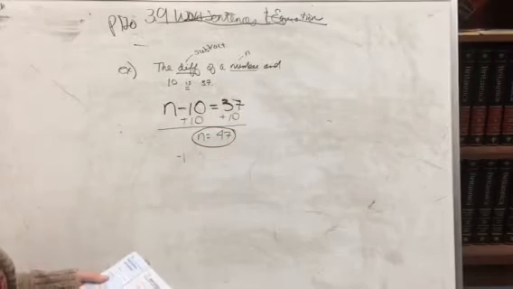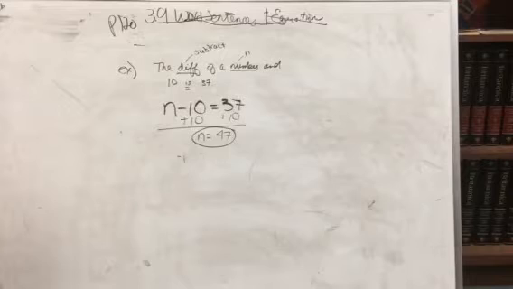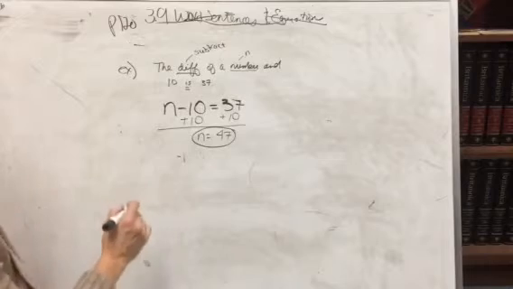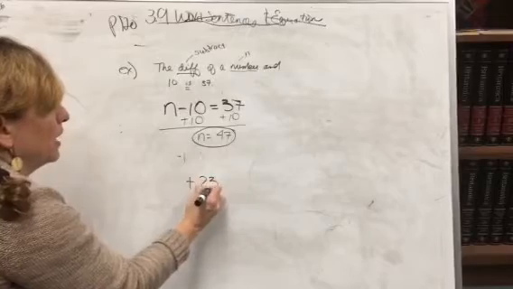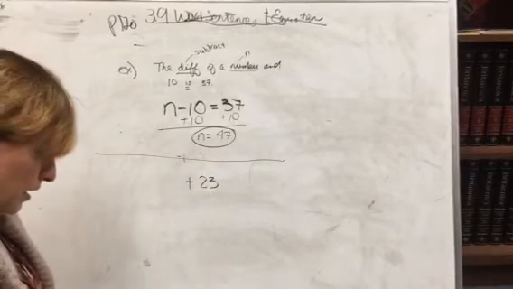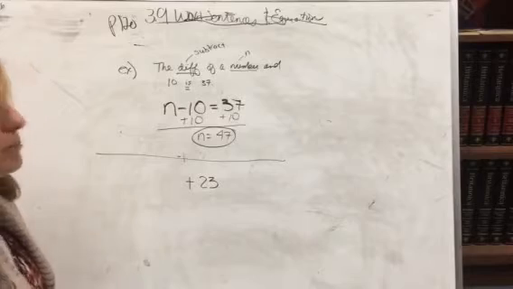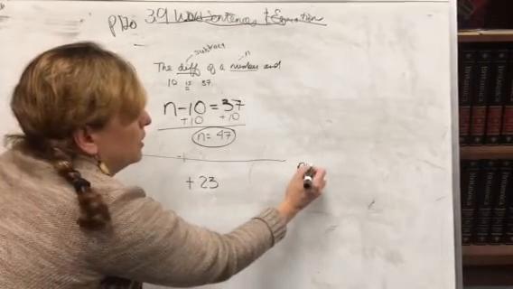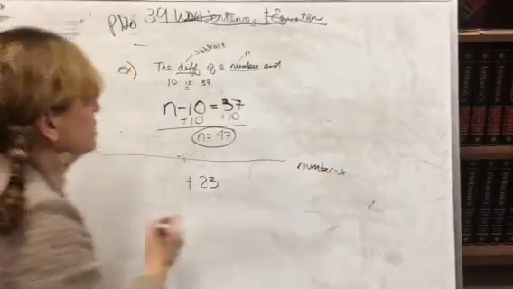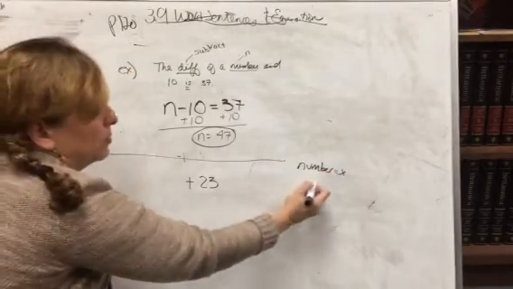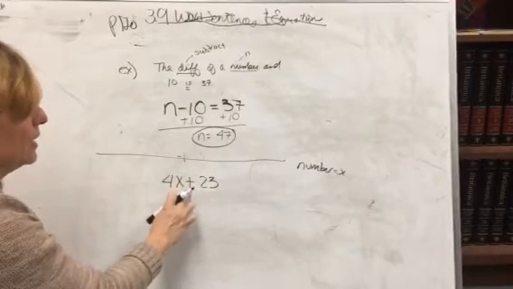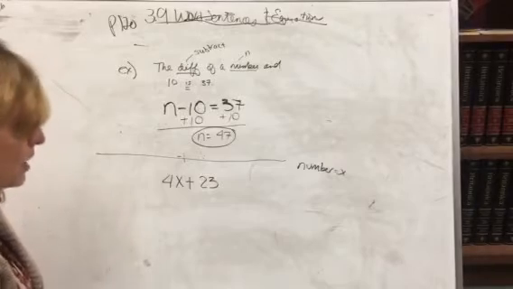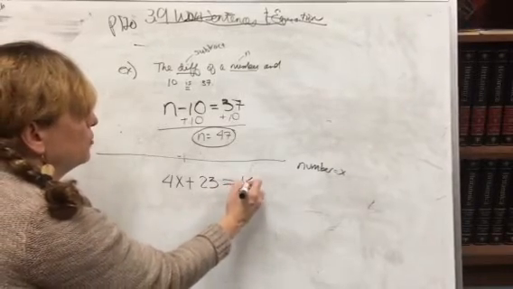The next one: if 23 is added to 4 times a number, the result is 143. What is the number? If 23 is added, we're going to add 23. We need to call the number something, so we'll call the number x. 4 times x is going to be 4x. So if 23 is added to 4 times the number, the result is, that means equals, 143.